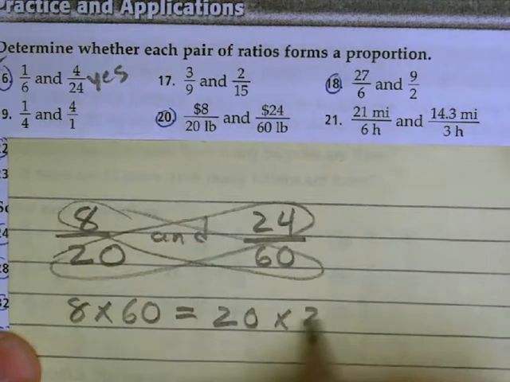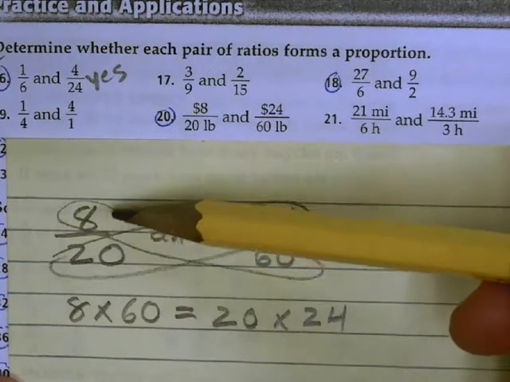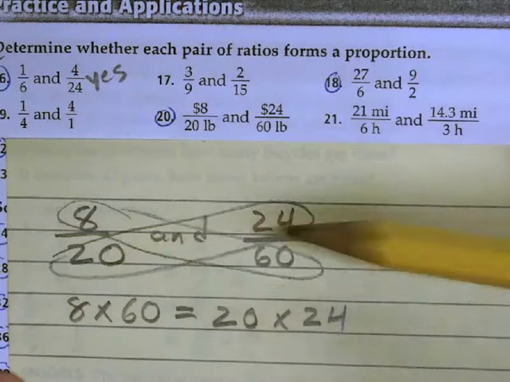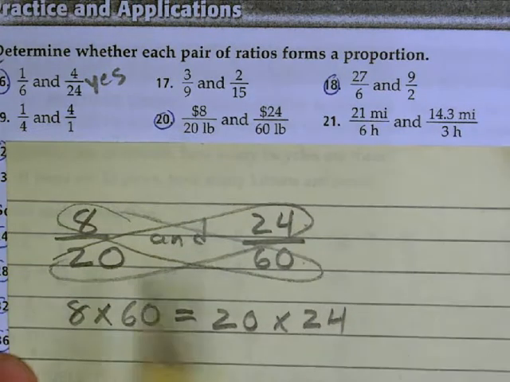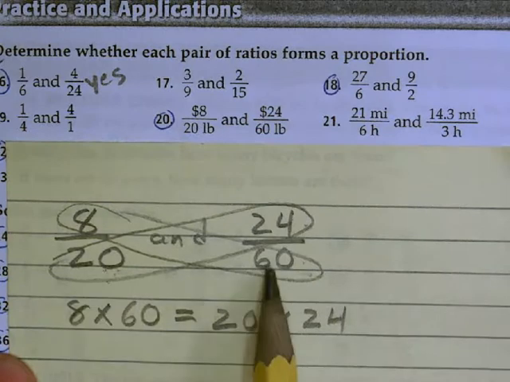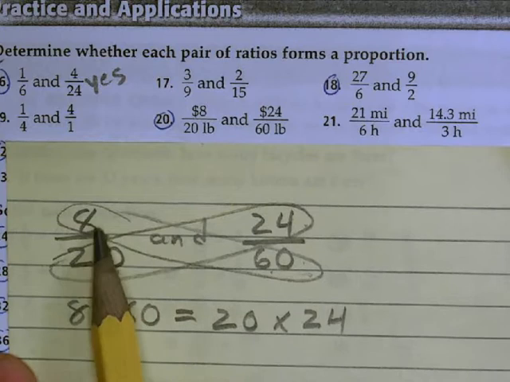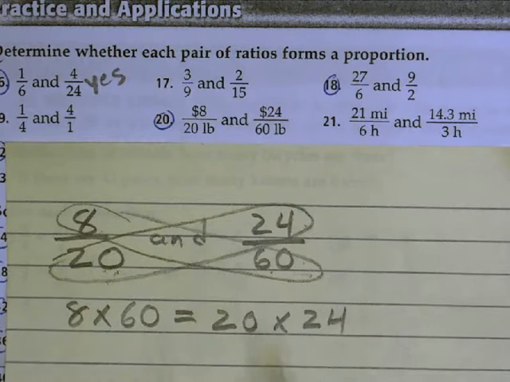Now you're probably already thinking, what's a better deal? You know, $8 for 20 pounds of something, or $24 for 60 pounds of something. 60 is 3 times as much poundage as 20. So 3 times as much money as 8 would be, if 8 times 3 is 24, then you kind of know the answer, right? But let's just do it.